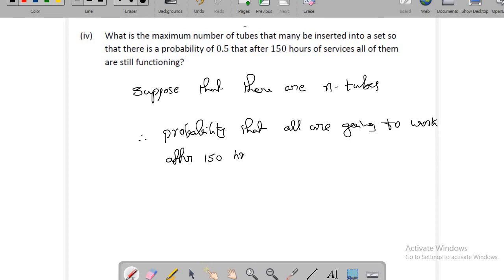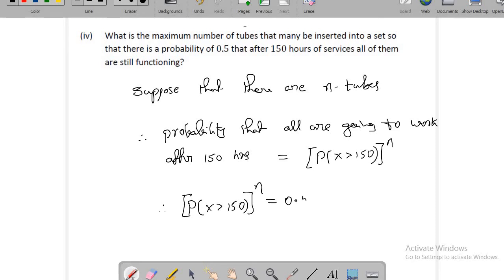After 150 hours, that's equal to the probability that x is greater than 150, raised to the power n, because their lifetimes are independent of each other. So now we want this probability, the maximum number of tubes that may be inserted into the set so that there is a probability of 0.5. So this is what we want: the probability that x is greater than 150, the whole to the power of n, we want this to be equal to 0.5. Now the question is, what is n?